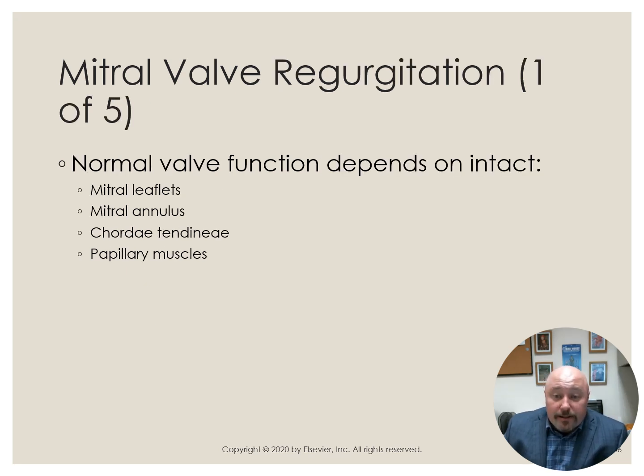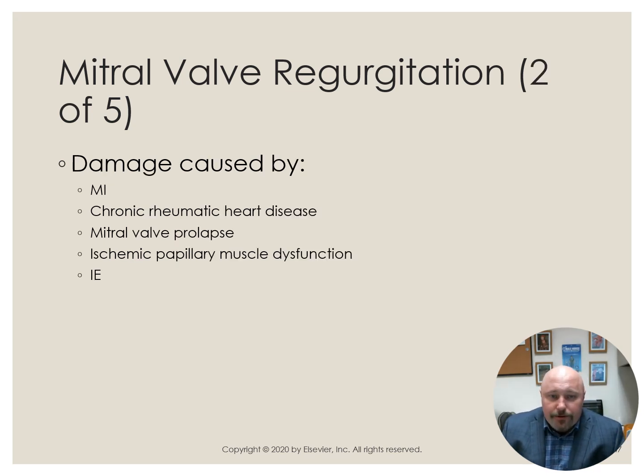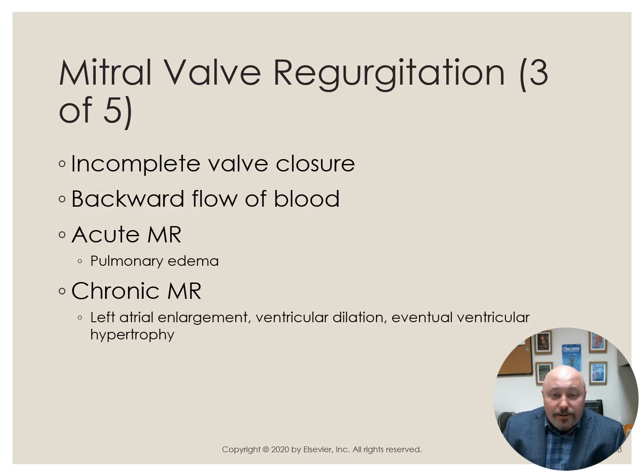Normal valve function depends on the intact mitral leaflets, mitral annulus, the chordae tendineae, and papillary muscles. It can be lost when damage is caused by things like an MI, chronic rheumatic heart disease, mitral valve prolapse, or ischemic papillary muscle dysfunction. Mitral valve regurgitation is an incomplete valve closure that results in backward flow of blood.